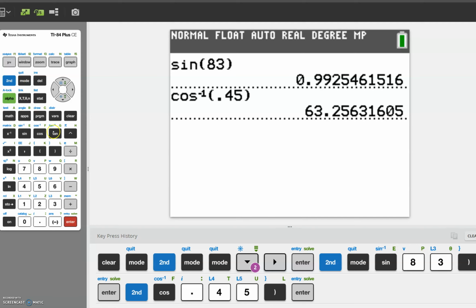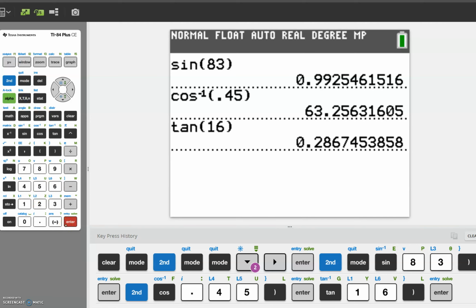The next one we have is tangent of 16 degrees, which gives 0.287 as my answer.